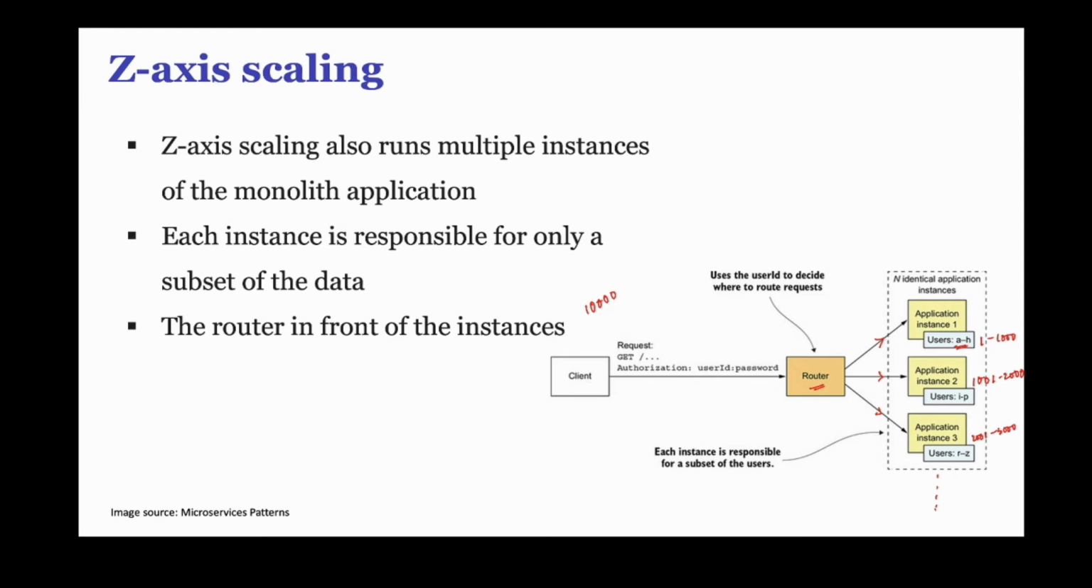So what we are doing at present is that every instance is an order management instance, but we only have a subset of users which get routed to that particular instance. Such type of scaling is called z-axis scaling.